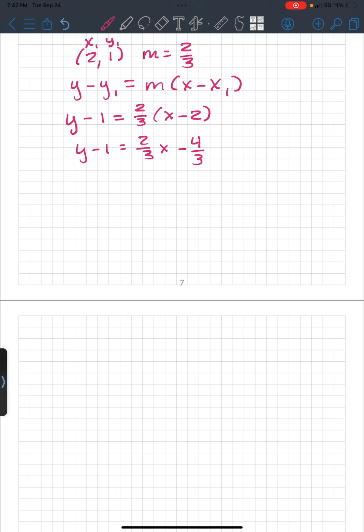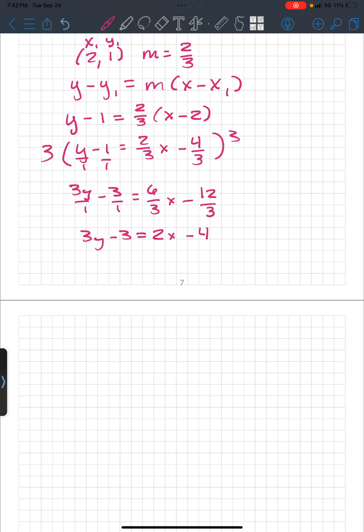Got to get rid of these fractions. The common denominator is 3. So I'm going to multiply everything by 3. 3y over 1 minus 3 over 1 equals 6 over 3 and 12 over 3. So 3y minus 3 equals 2x minus 4.